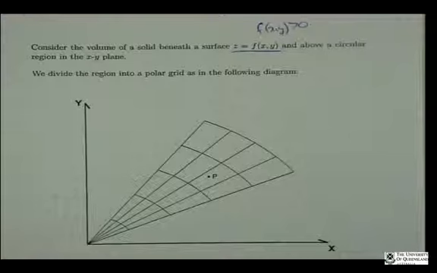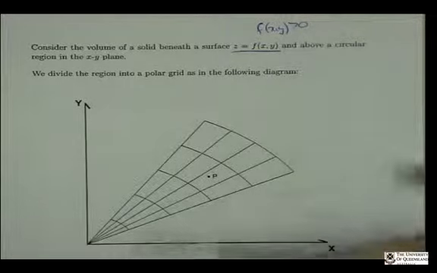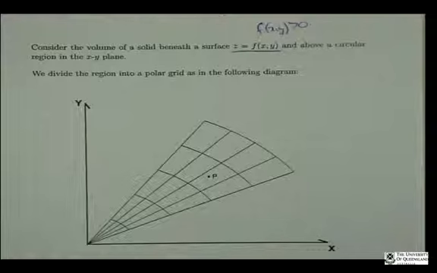volume of the box. Okay, so we're going to use a similar idea, except now we're not going to be superimposing a rectangular grid. We're going to superimpose what you might call a polar grid over this circular region. So here I've got a diagram of just part of that circular region that's centered at the origin.